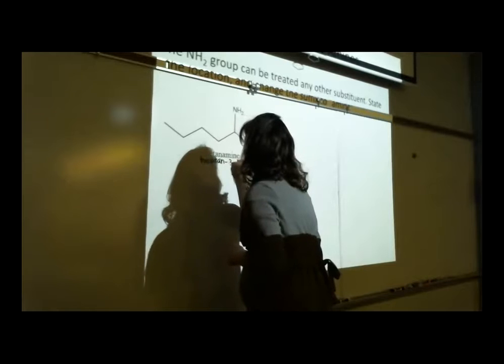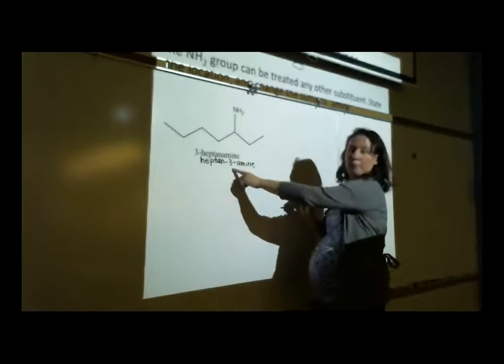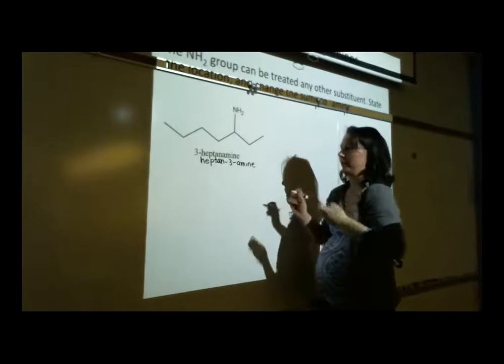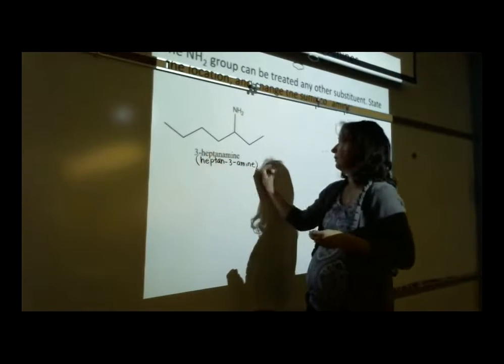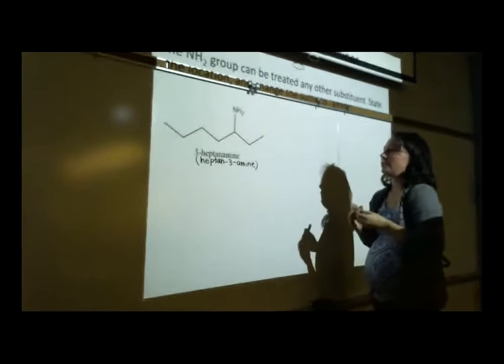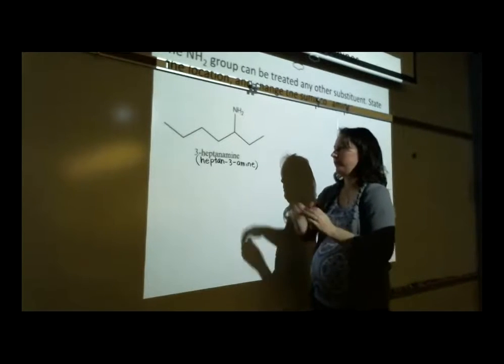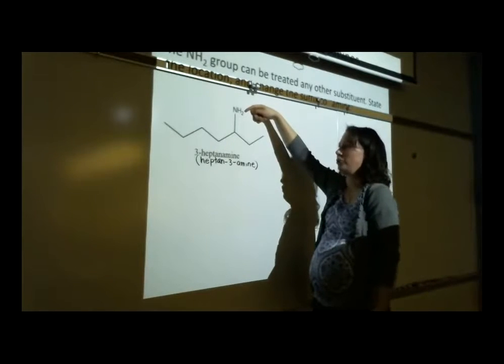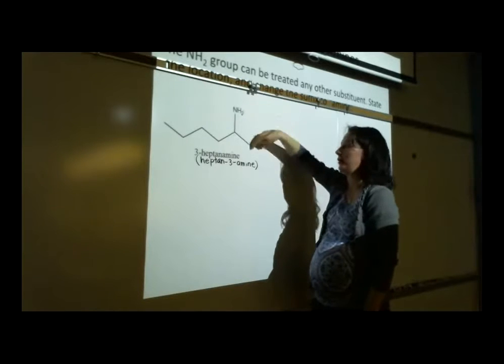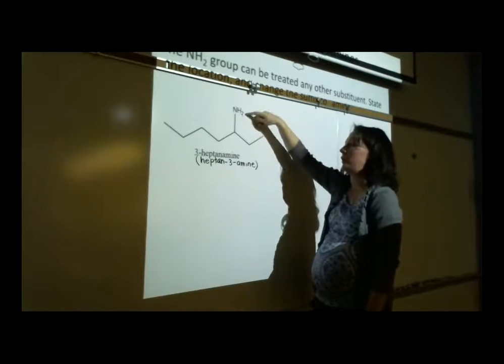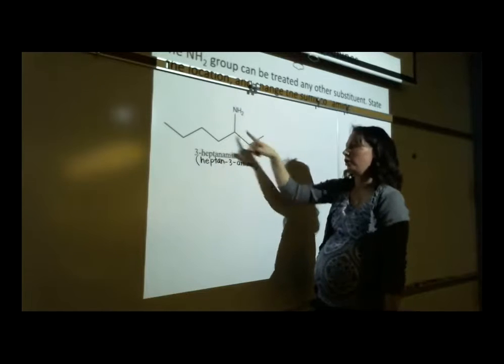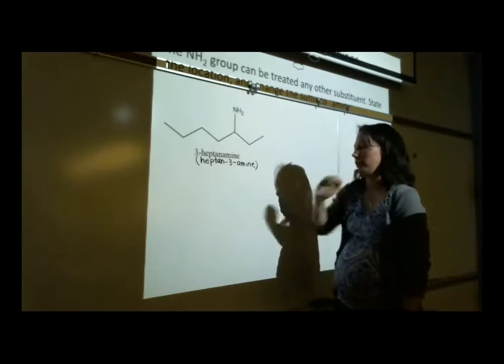Heptane 3-amine, right? If you want to split it up, put the number in the middle of the word, that would work too, okay? But why is the 3 necessary? Because this NH2 could be anywhere, right? It could be here, it could be here, it could be here, right? So the 3 is telling me, okay, it's a 7-carbon chain with an NH2 on carbon 3.